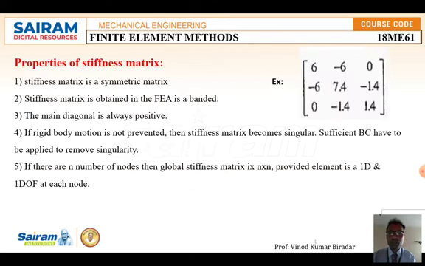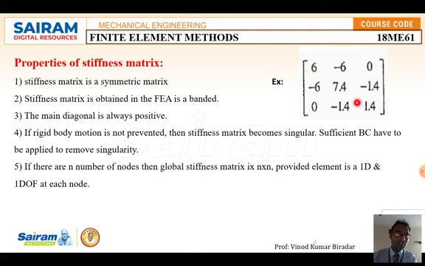Coming to the properties, this question is also important. They may ask you a 4 mark question: what is a stiffness matrix and what are its properties? There are 5 properties of the stiffness matrix. The stiffness matrix is always symmetric. Consider the example I have shown here, a 3 by 3 matrix. The stiffness matrix is a symmetric matrix, always.